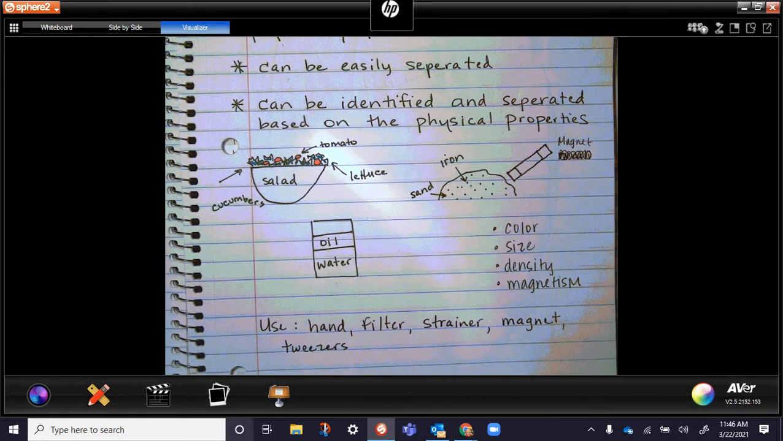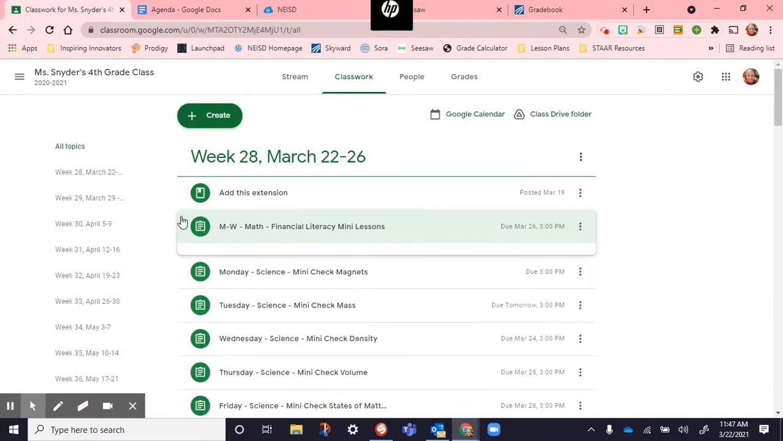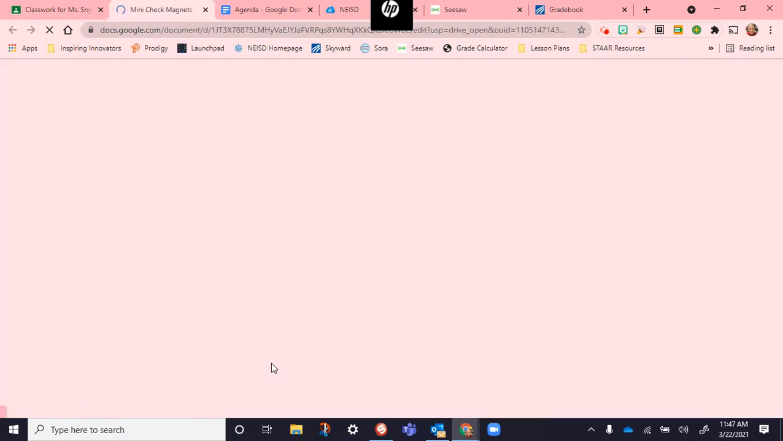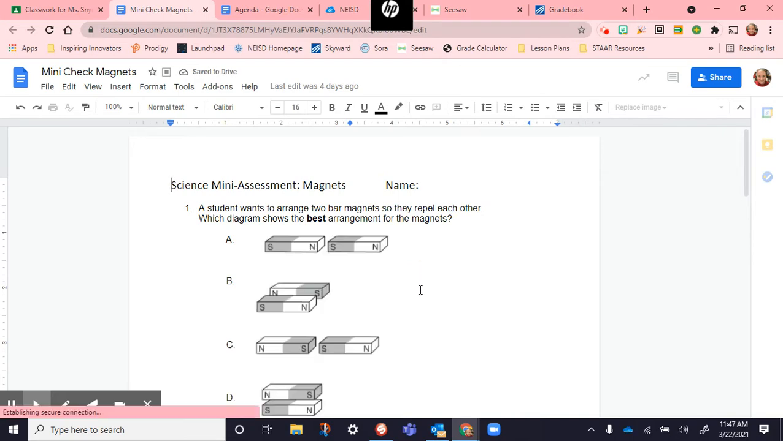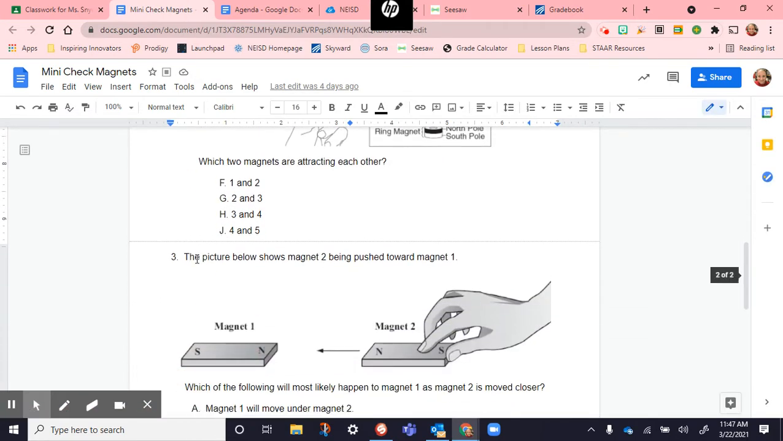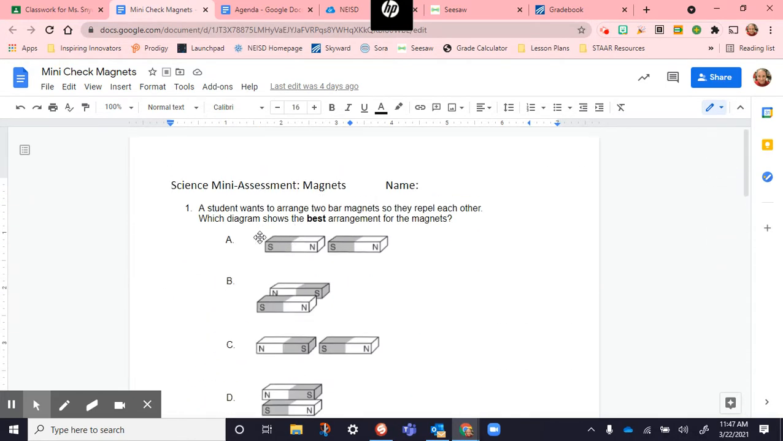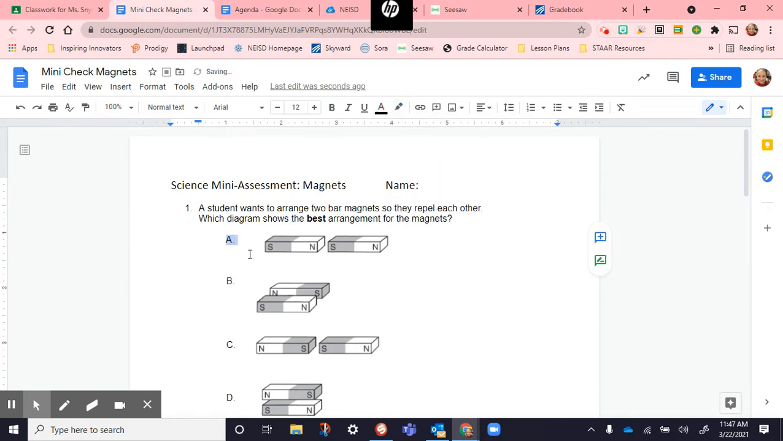And these are the things down here at the bottom that you can use to help separate those. The assignment on magnets is going to be in week 28. If you go right here, Monday Science Mini Check Magnets. You have questions here, 1, 2, 3, 4, 5. You can highlight your answer. So if your answer is A, highlight it, go up to the toolbar, click highlight, and choose a color. Okay, so go through those and get that turned in.